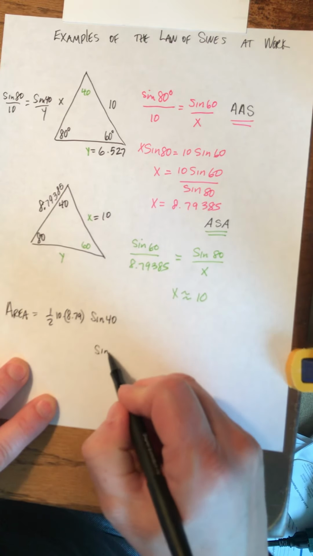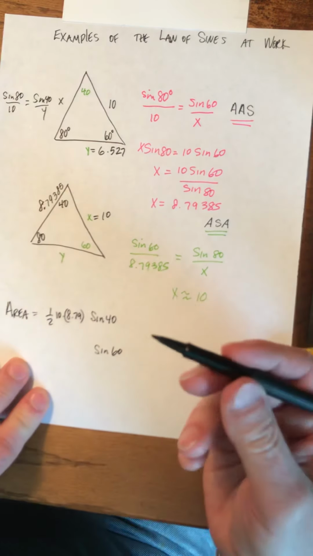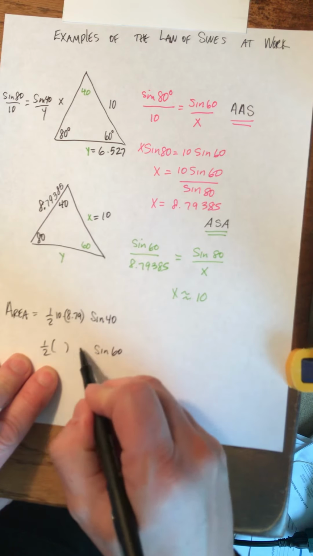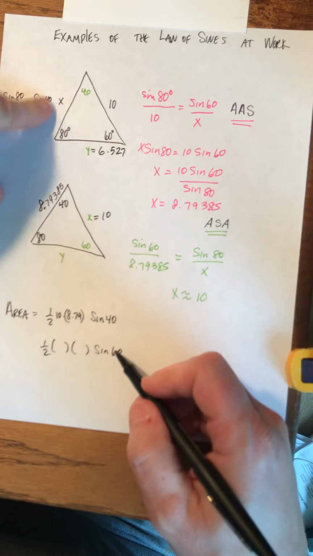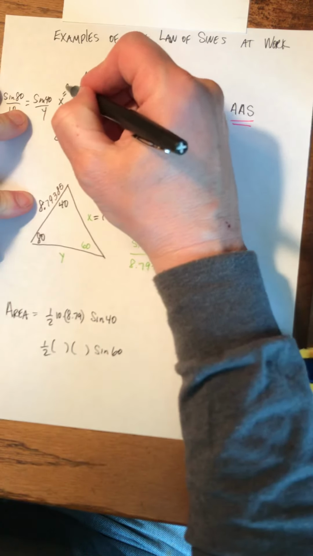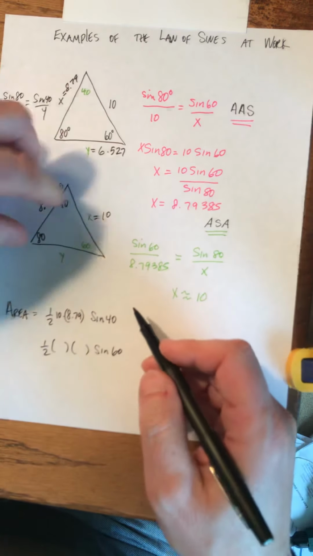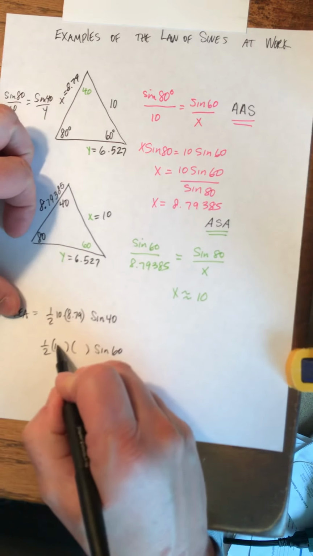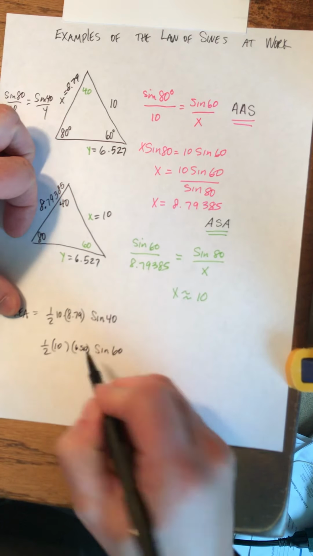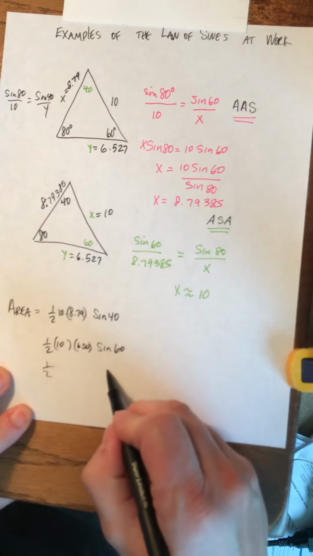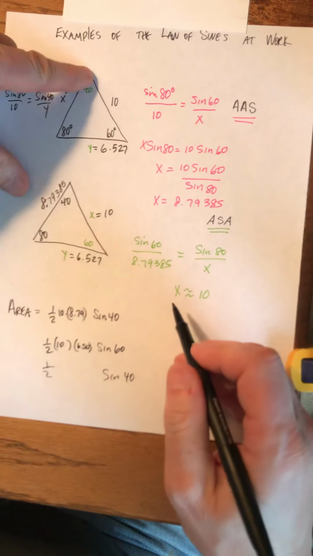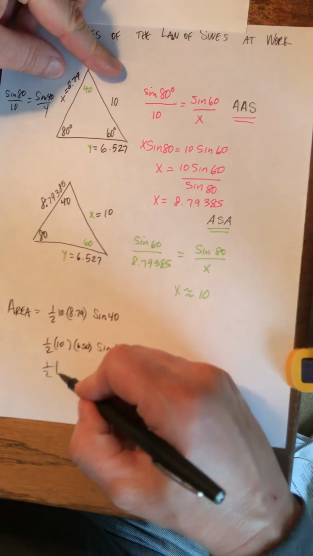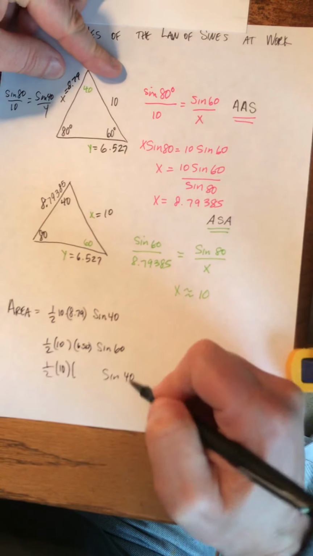If I wanted to choose the 60-degree angle, and it all depends on what you're given in the problem, I would go 1/2 times the other two sides, the ones that are not across from the 60. So that's not the 8.79. We're not going to use that one. We're going to use these two, which came out to be 10 and 6.527. I could also use sine of 40, which is this one. So that means I'm not going to use that side. I'm going to use the other two.